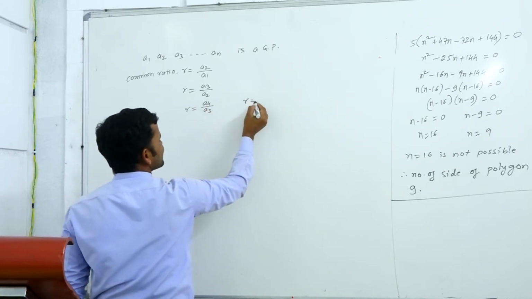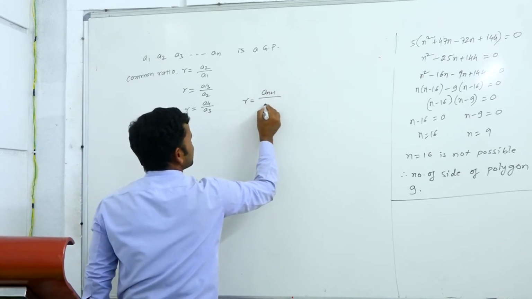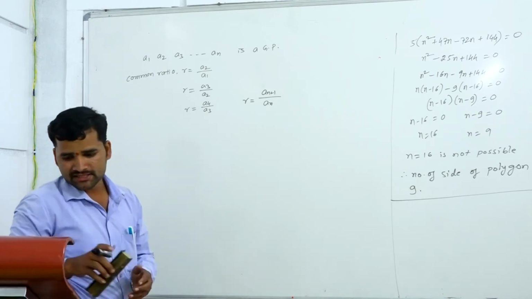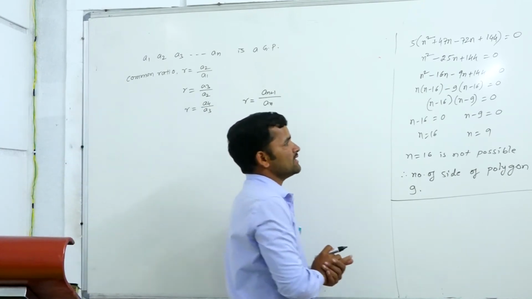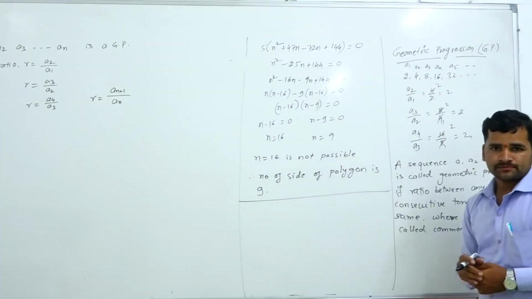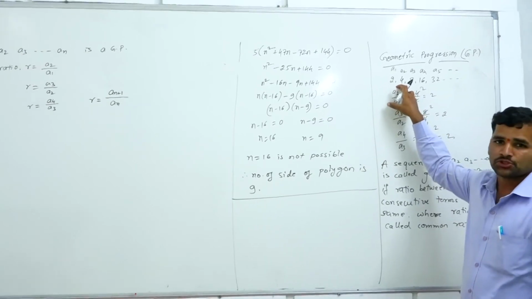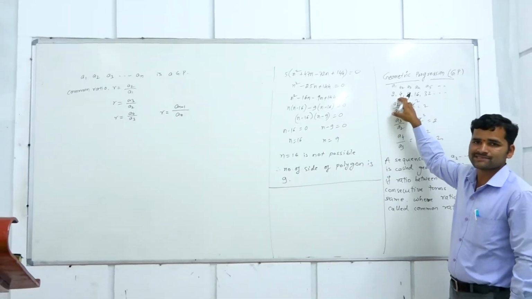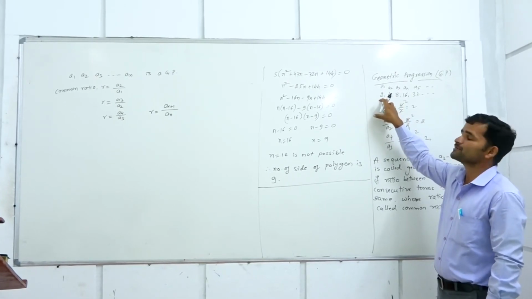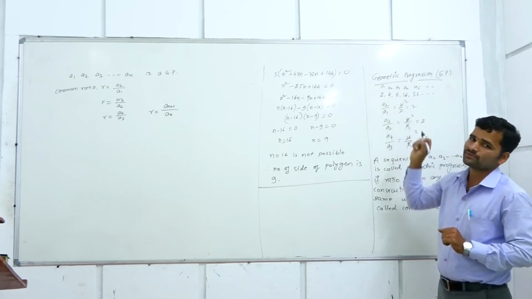In general, what I can write, R is equal to A(N plus 1)th term divided by ANth term, its previous term. This is one way of explaining. Let me tell you in another case. See here, first term is 2, and our ratio is also 2 here. How will you get the second term? Second term we will get by multiplying 2 to the first term. 2 into 2, 4 we are getting.